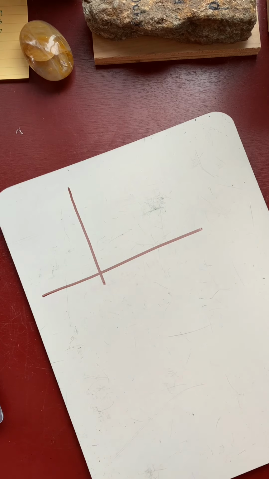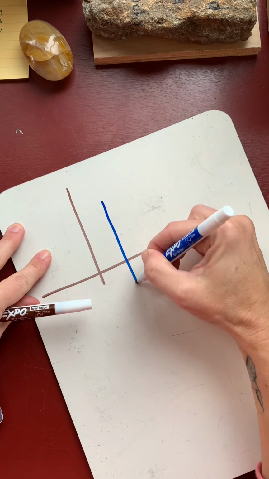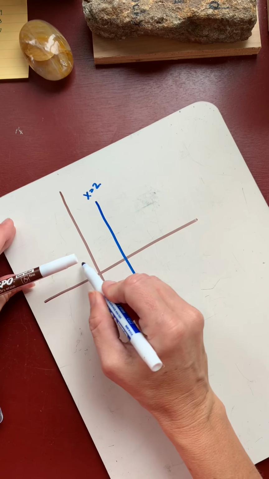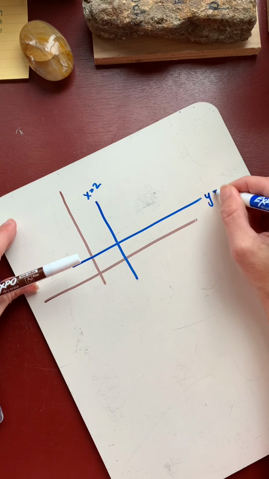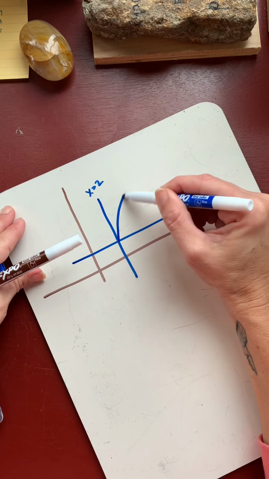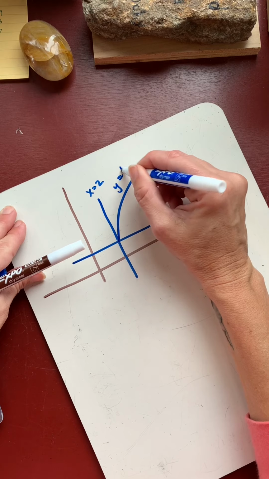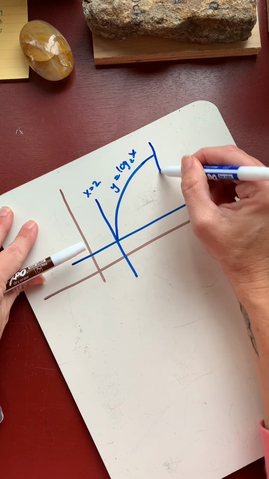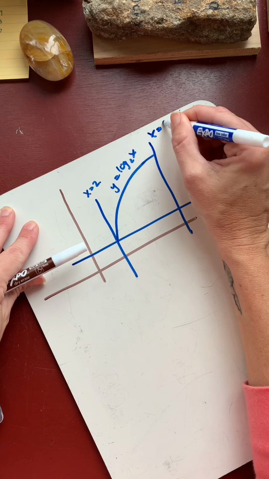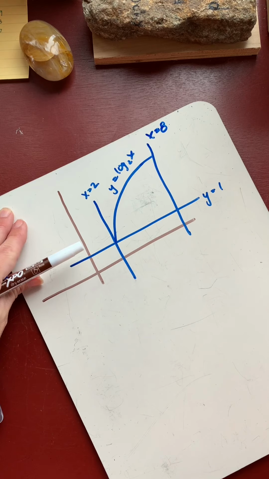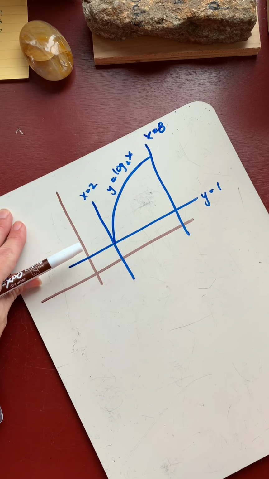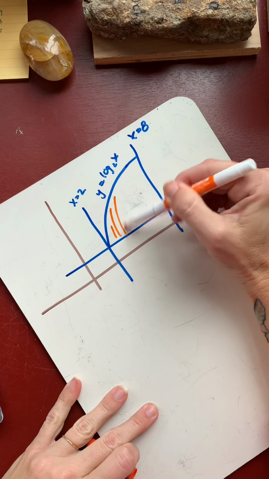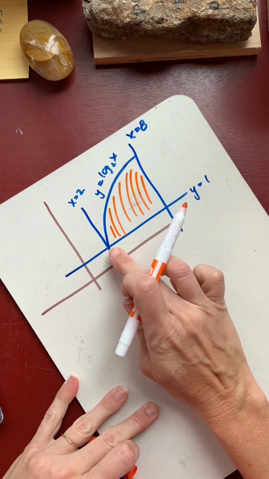Okay, let's see. We've got the line x equals 2. We've got the line y equals 1. We've got the curve y equals log base 2 of x. And we've got a vertical line x equals 8. This is a solid. The space inside is, they're calling it R. So this space in here, I don't really need any of this.